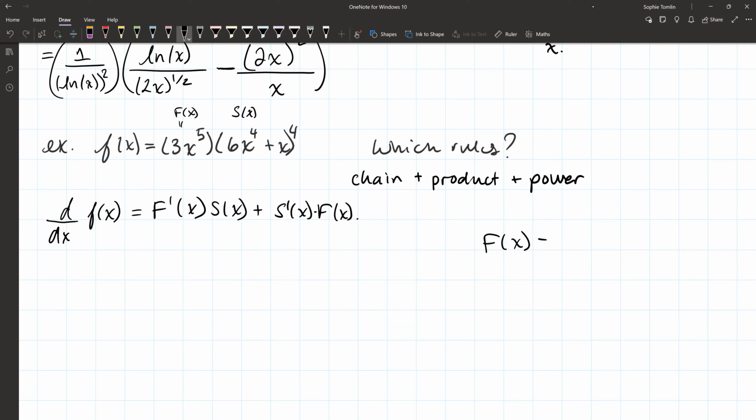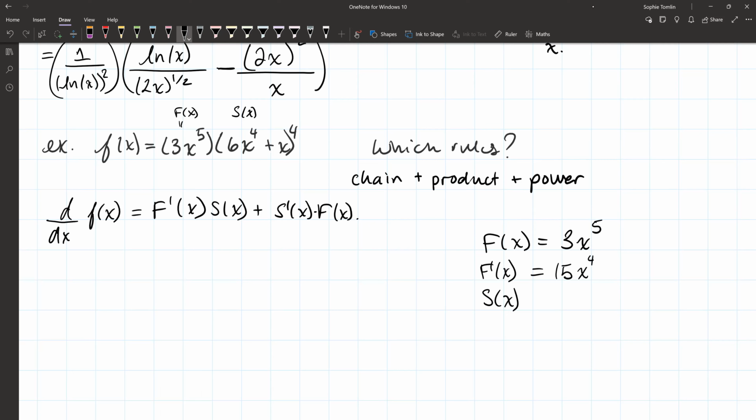So for our first function, we have 3x to the 5, which is just a run-of-the-mill power rule. So we bring down this exponent. So we have 3 times 5, which is going to be 15. And then we subtract 1 from the exponent here, which is going to be 4. So then that's our derivative.